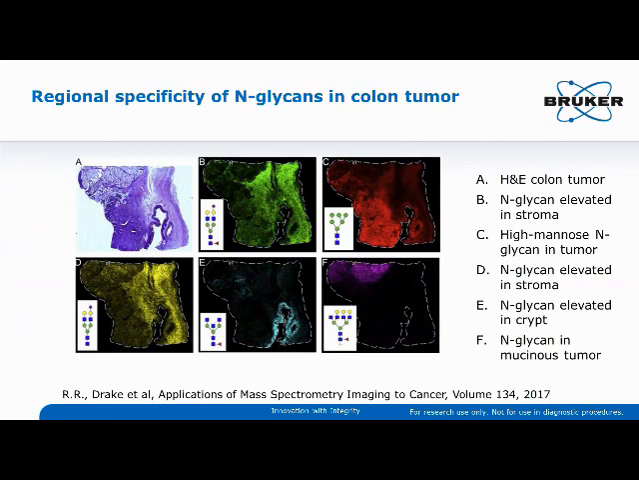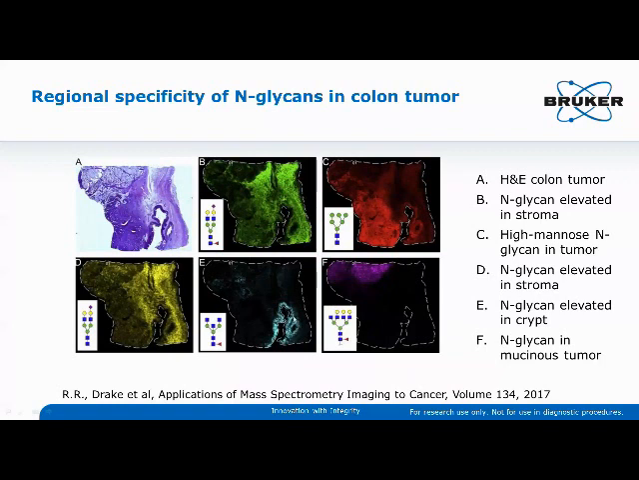We can look at and detect things that are regional specific, but also we can see that different types of glycans may prefer different regions of the sample. So for example, you see here the colon tumor H&E biopsy in panel A. In panel B, we've got an N-glycan elevated in the stroma region. Panel C, we've got a high mannose glycan elevated in the tumor. We also have a glycan elevated in the stroma, panel D.